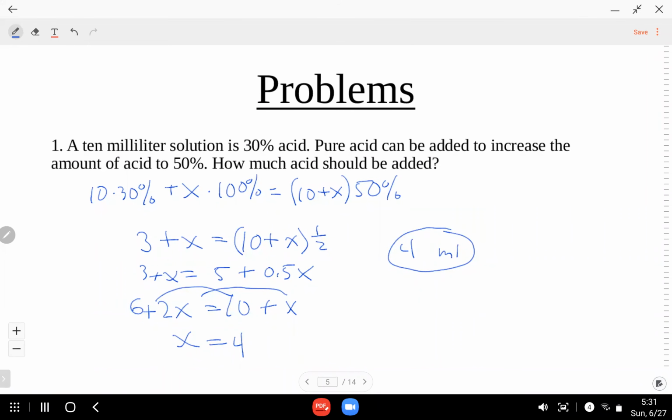So basically, 10 times 30% plus x times 100%. Okay, you should get 10 plus x, so 50% of that. And then you can just solve the equation. And the hardest part about these is just deriving our equations. So it's always good to denote x. What is the unknown? All right. Basically, that is pure acid. How much pure acid should be added to the 10 milliliter solution?